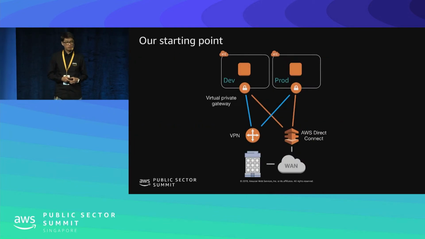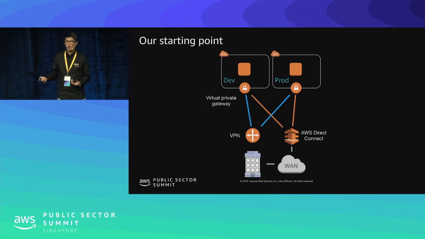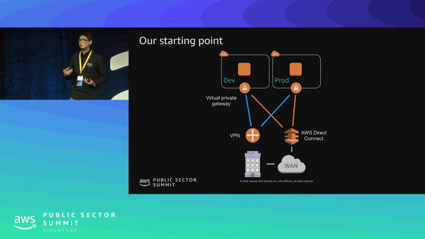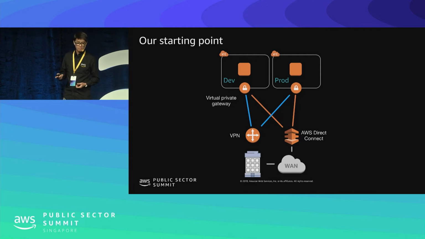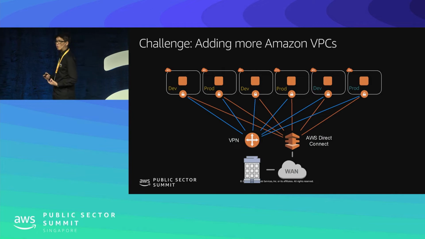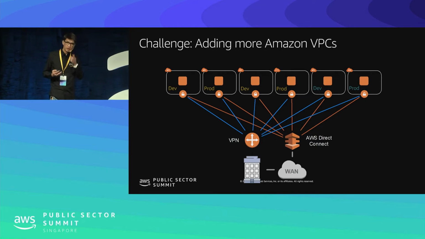So let's look at the starting point. This is where we start off much earlier, such that we have Direct Connect, which is a private link to AWS. I want to have a failover using VPN gateway. As such, I'll be connecting to the dev and the prod environment. As you add more and more VPCs, you have more dev and prod. As such, you have more and more VIPs being deployed. You start to have more and more Direct Connect ports being deployed as well.